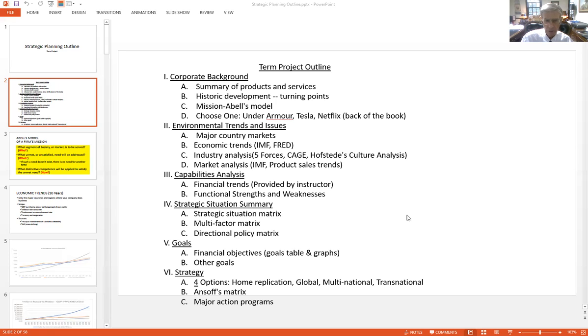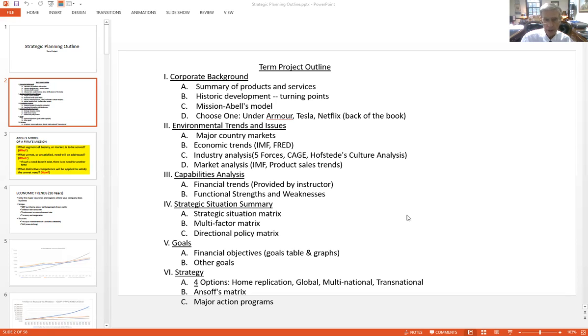Having gathered that information, section 4 asks us to put it all together, to rationalize our external environment and internal capabilities. And we have some matrices that we can use for that purpose. The strategic situation matrix, the multi-factor matrix, the directional policy matrix, and I'll be going over those and some others.